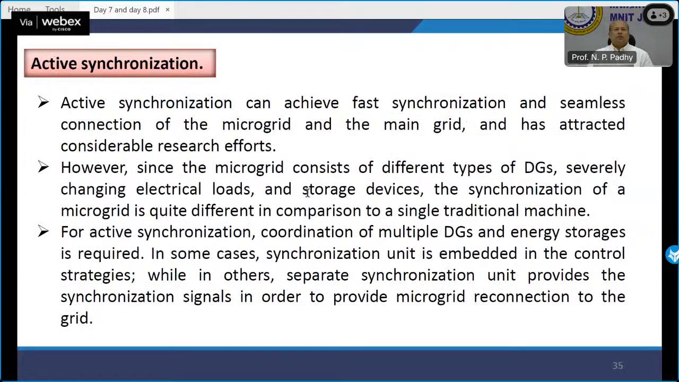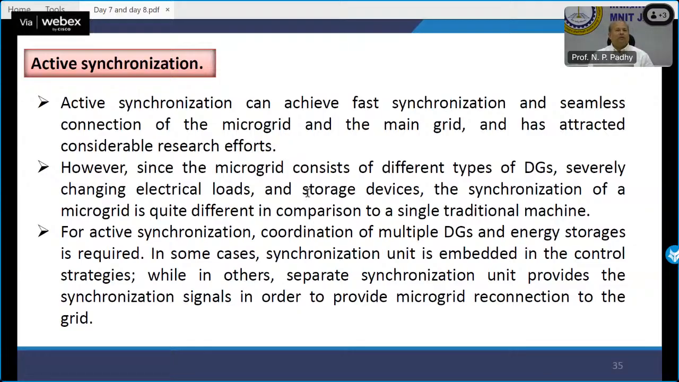The next is going to be active synchronization. Active synchronization can achieve fast synchronization and seamless connection of the microgrid and the main grid and has attracted considerable research effort. So this is also another interesting topic.